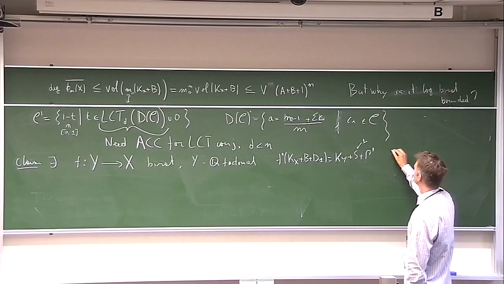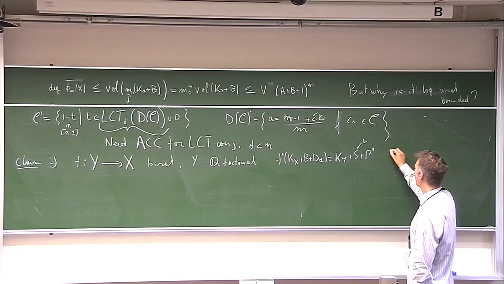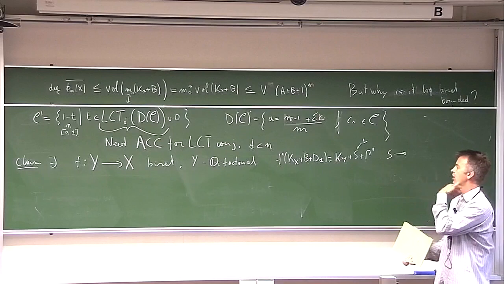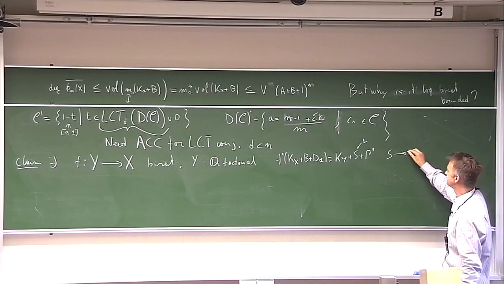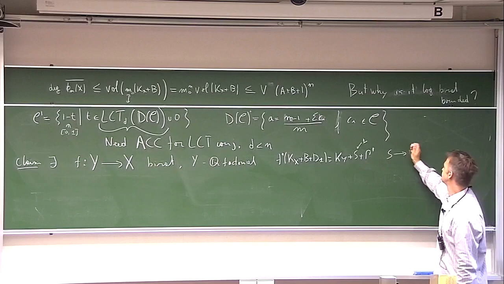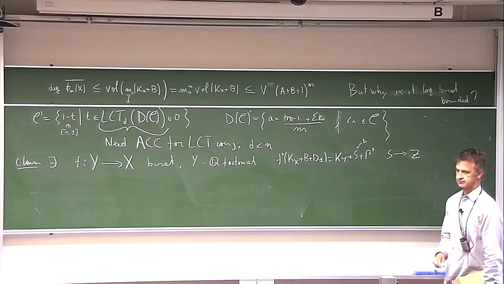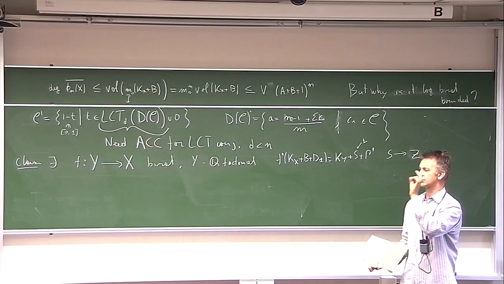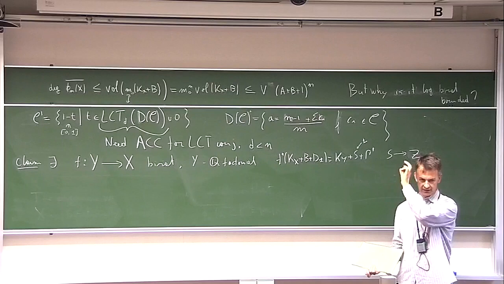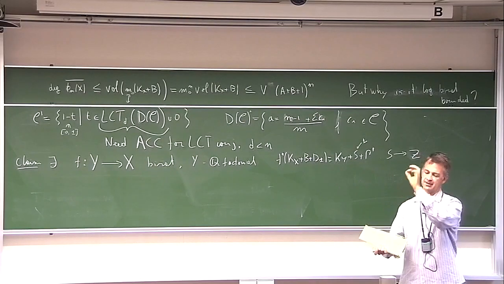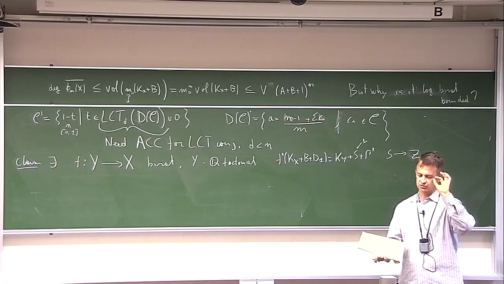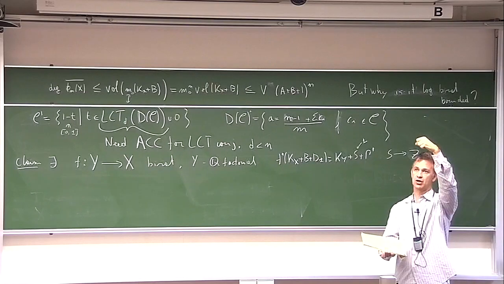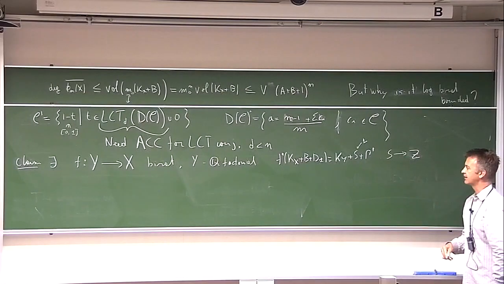And in fact, s is the unique non-Kawamata log terminal place dominating z. As we discussed last time, I can pick the log canonical threshold at the general point of z. So I can assume that z, after I perturb things a bit, has a unique non-Kawamata log terminal place above it, and s corresponds to that unique term.